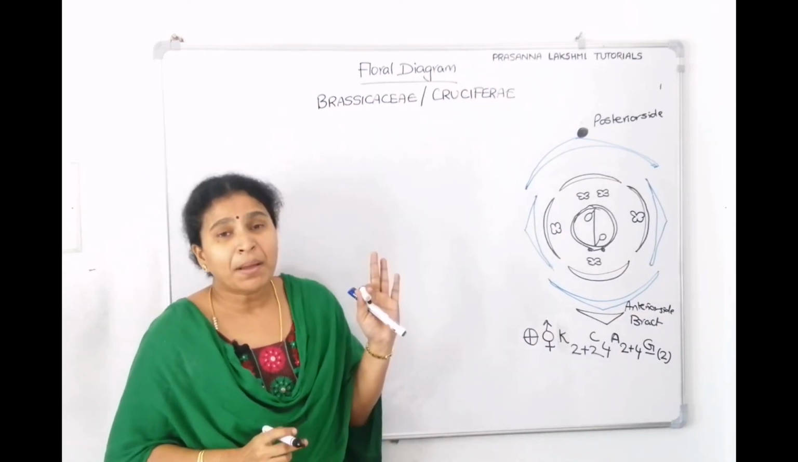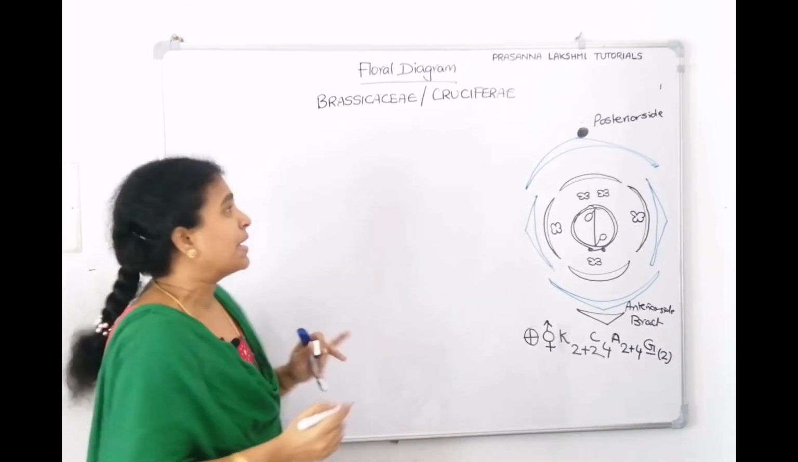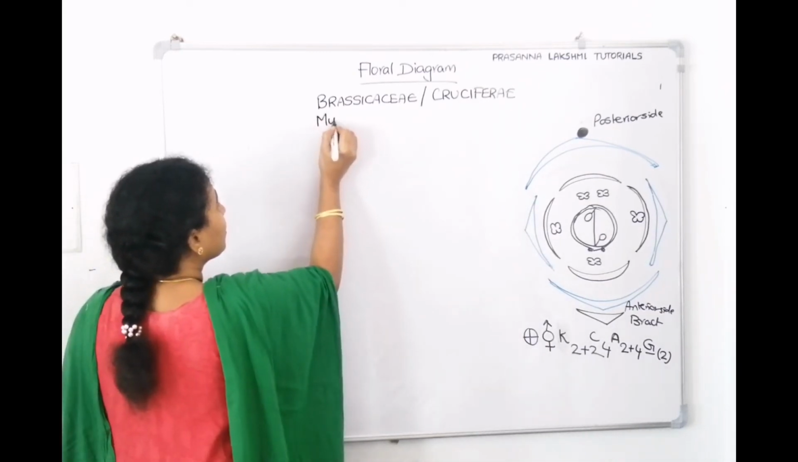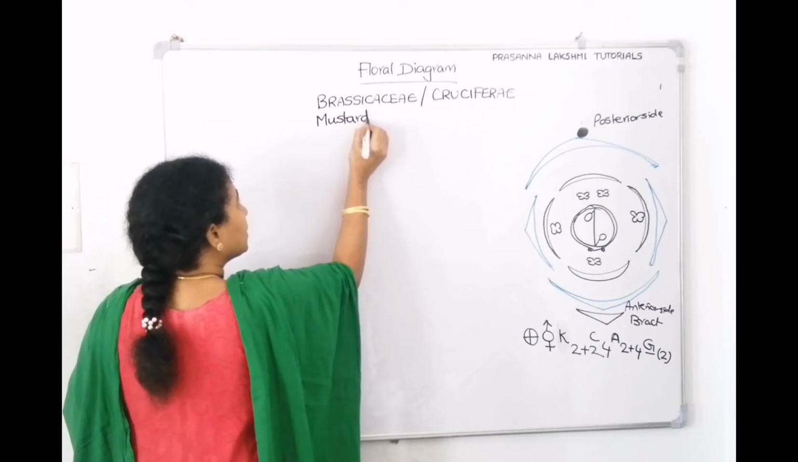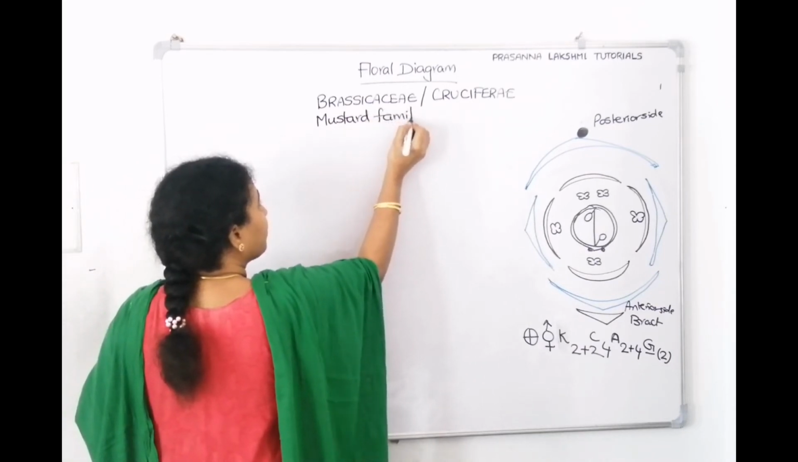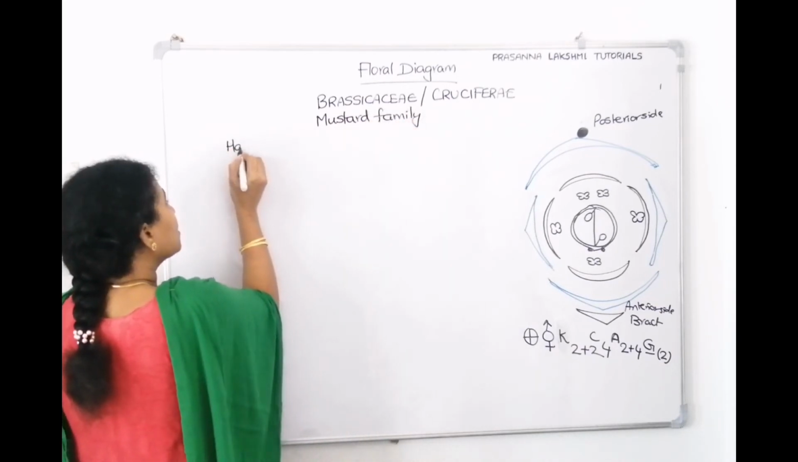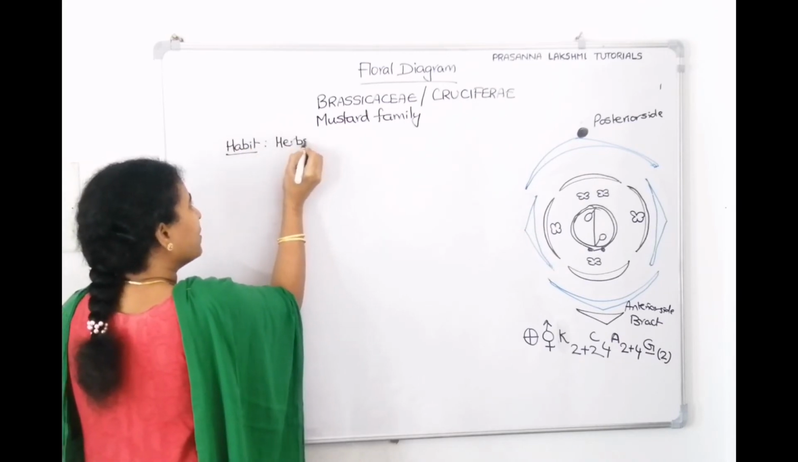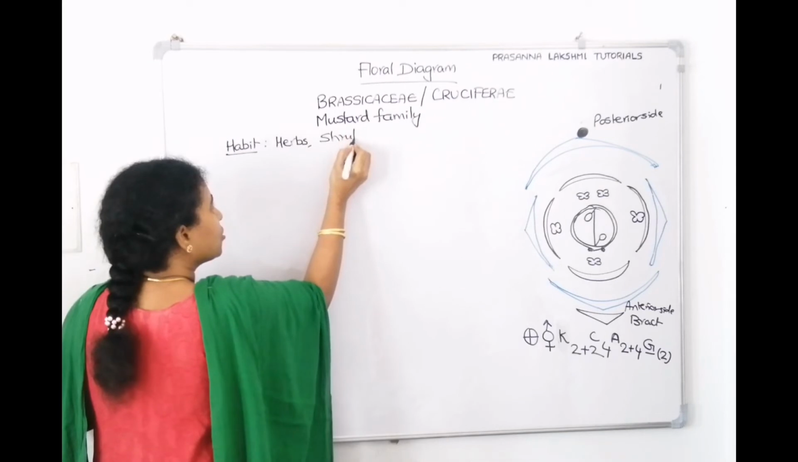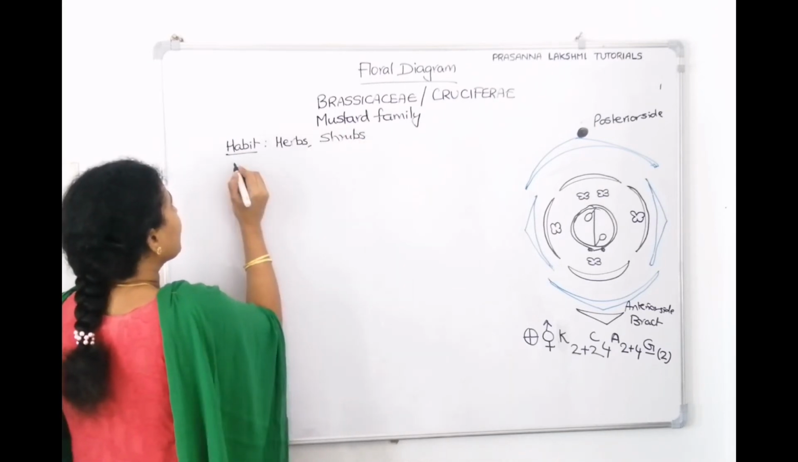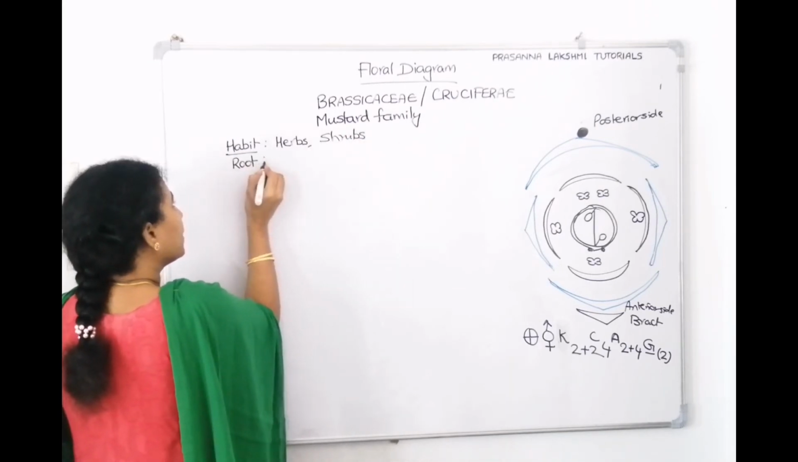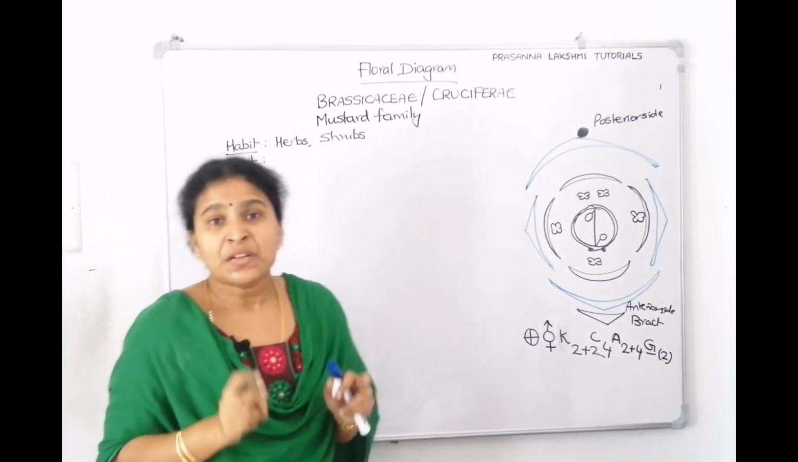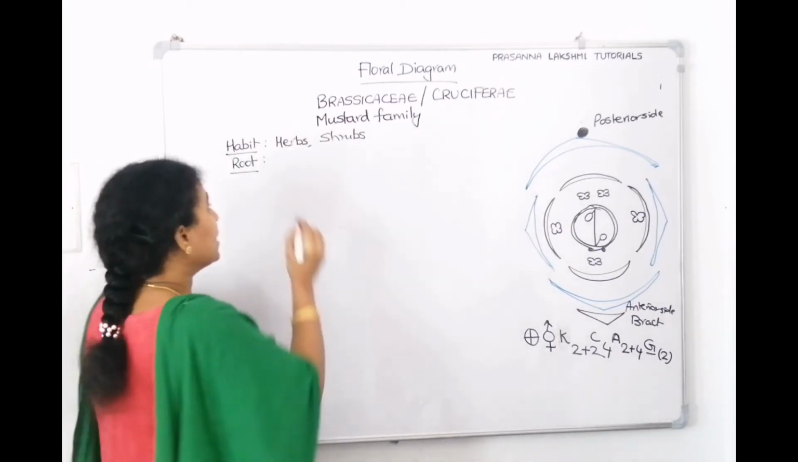Then the common members, it's commonly called mustard family, Brassica, right? Now I told you, you have to talk about its habit. They are herbs and shrubs only, rarely trees. Herbs and shrubs are only there. Now come to the vegetative characters. First one is the root. Do you know that it's a dicot? Dicot means it has taproot. Yes, it has taproot.